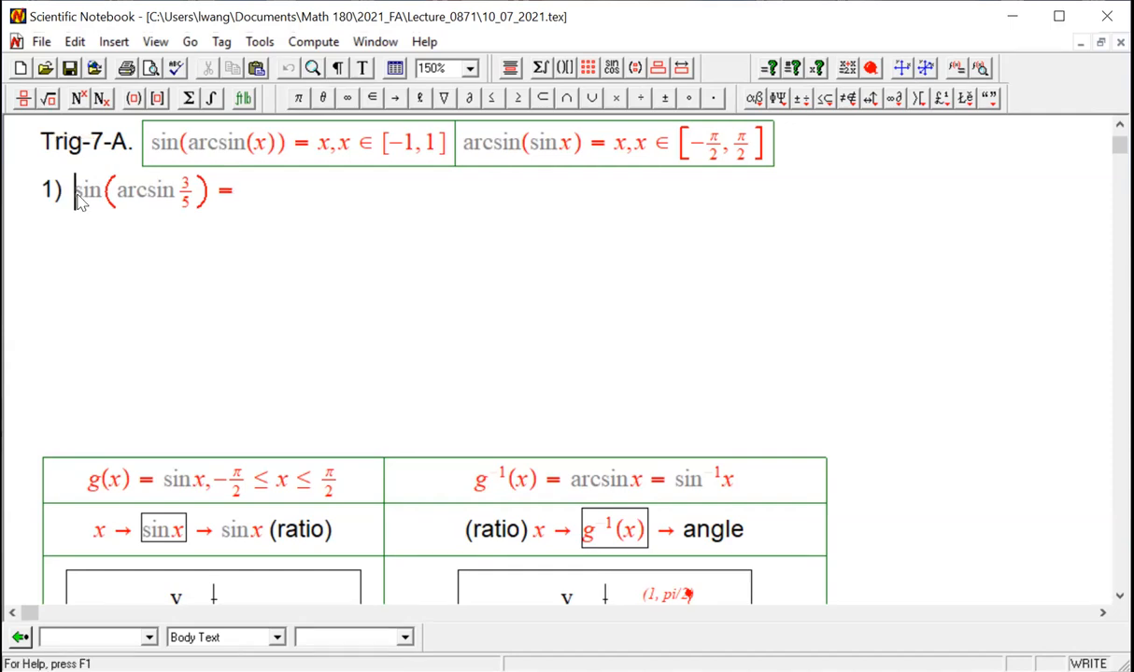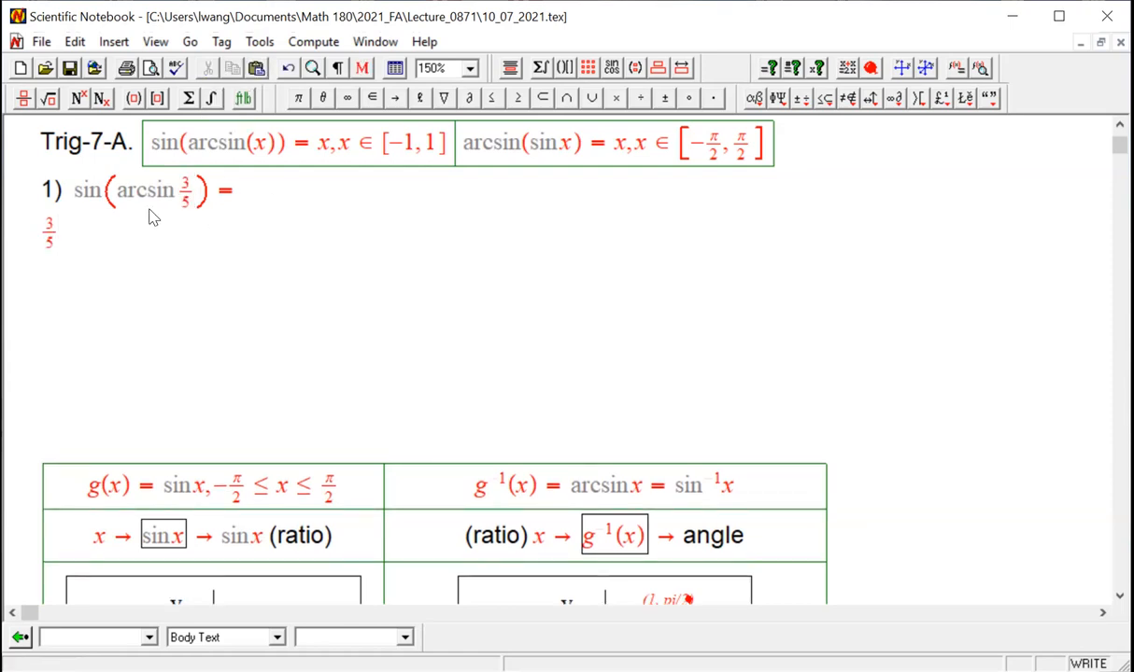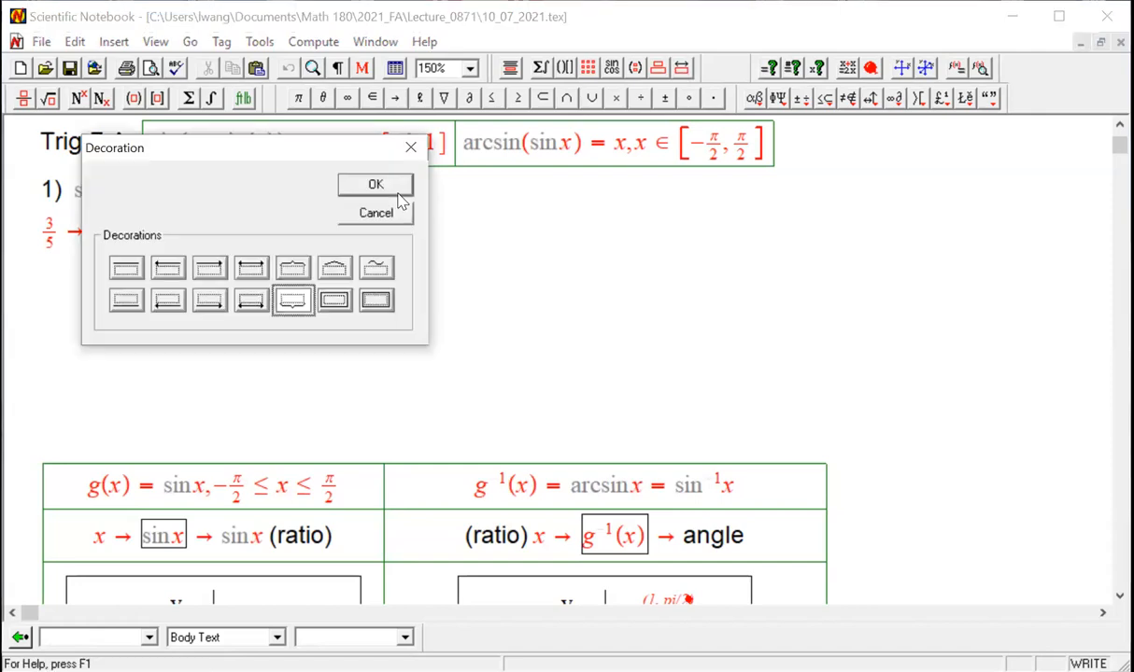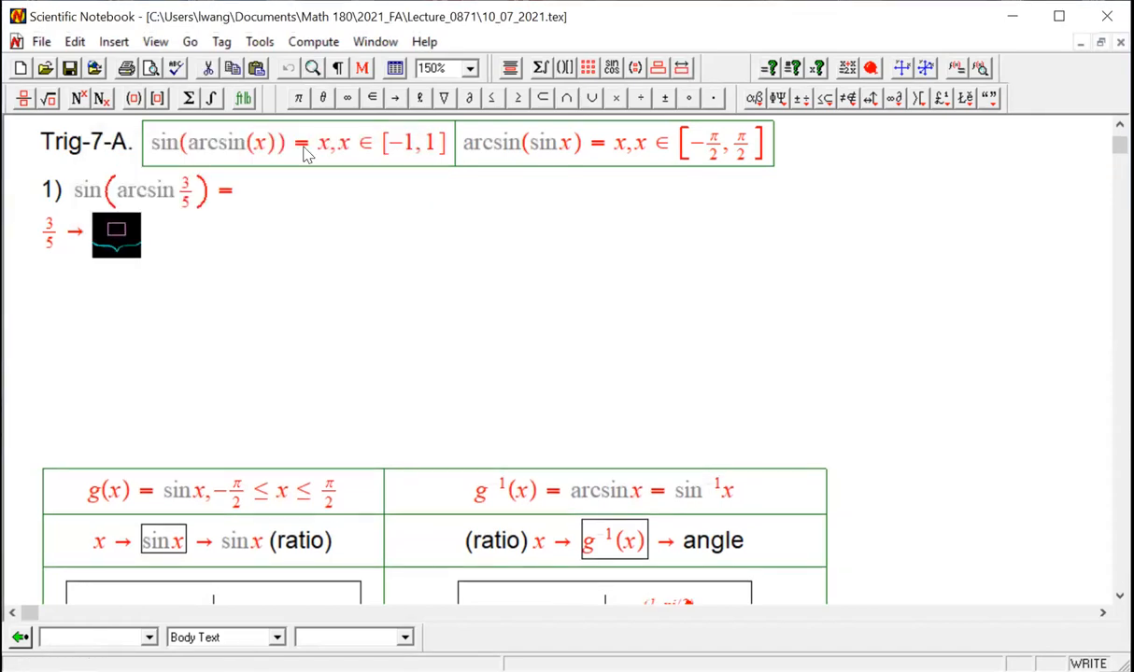So now there are two functions. So this is a composite function, which is not new to us, right? So here you can see there's an input. The input is 3/5. The function immediately applied to 3/5 is ArcSine. So 3/5 is a ratio, and this ratio is the input for ArcSine.